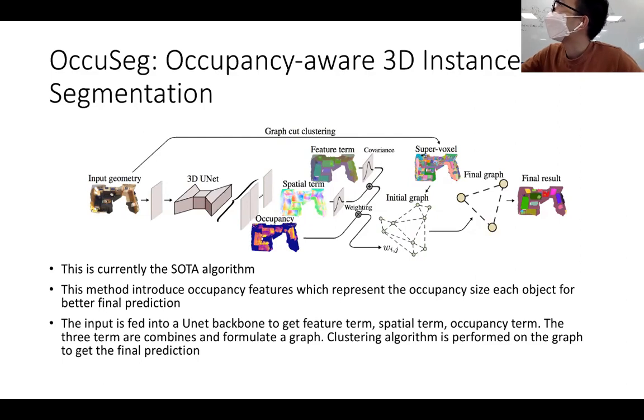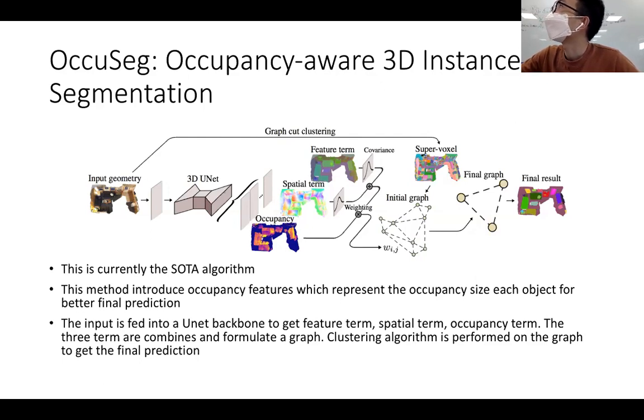I will explain the spatial term first. The spatial term is similar to the offset. Similar to the offset, it predicts the object center to ask the object to move to the center. So the main philosophy in this method is also that you move the points near to the object centroid, and then you group the objects.